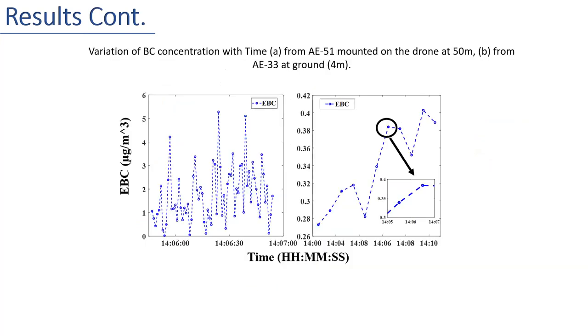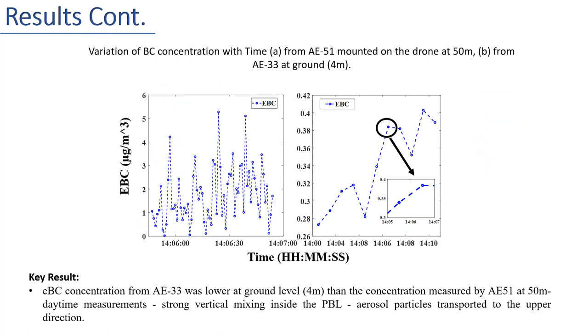Another thing I noticed is that the aerosols at 4 meters were very low, but at 50 meters they were highly elevated, increased by a factor of about one microgram. And this is very unusual because this is a high increase from 4 meters to 50 meters. That can be because we were measuring during noon, and it can be because of strong vertical mixing during noon time, because we have a highly elevated boundary layer during noon.